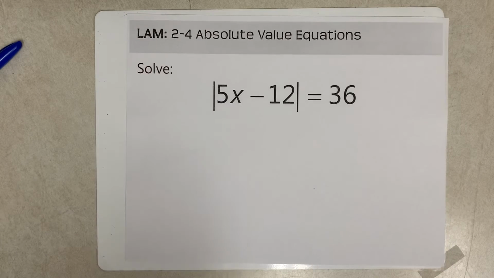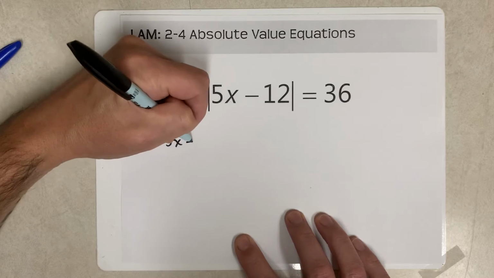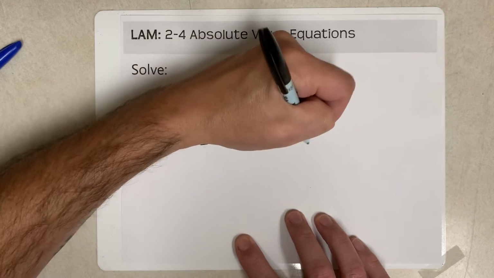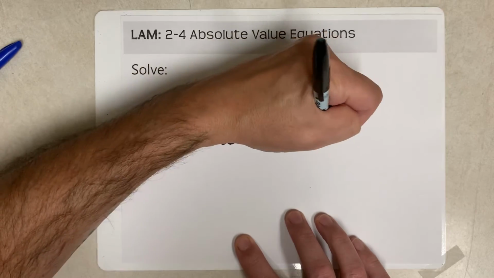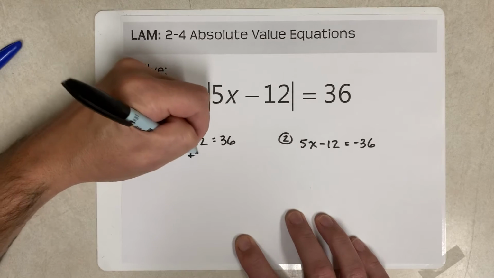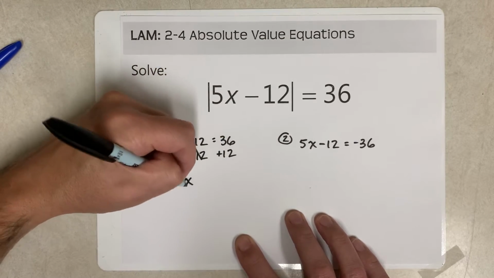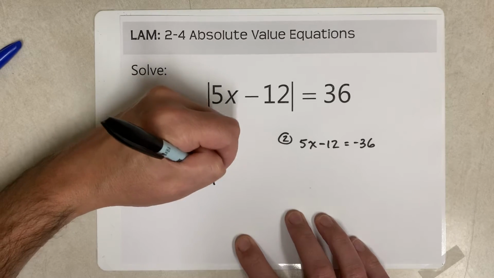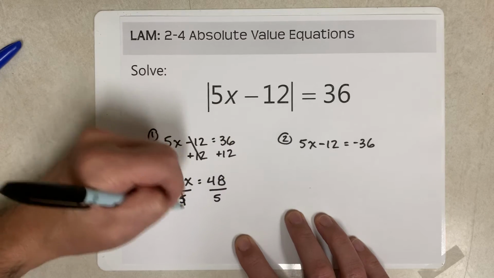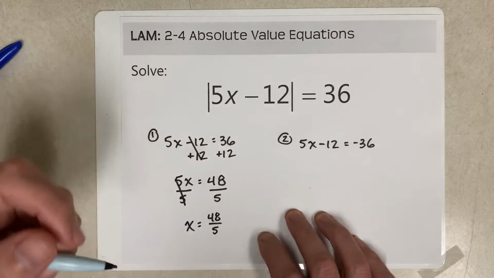Okay, this one, again, same thing. 5x minus 12 equals 36. And the second one, 5x minus 12 equals negative 36. Okay, we're going to add 12. 5x is equal to 48. Divide by 5. And x equals 48 over 5 for our first solution.